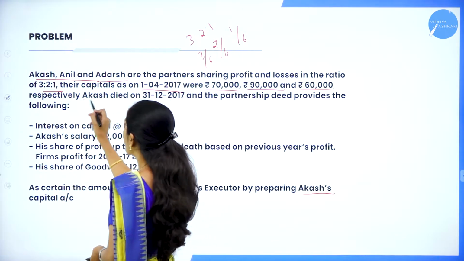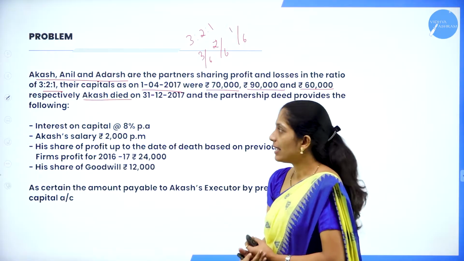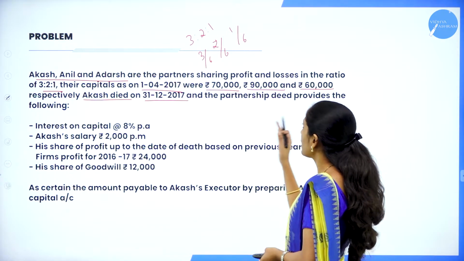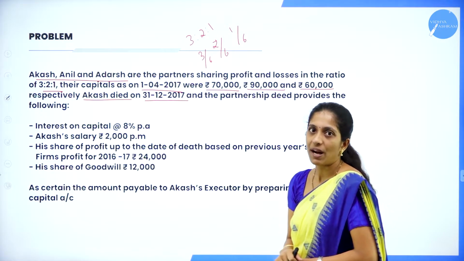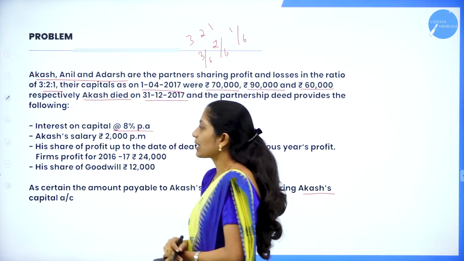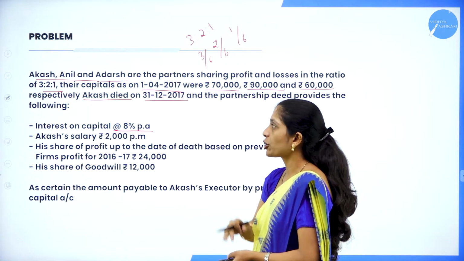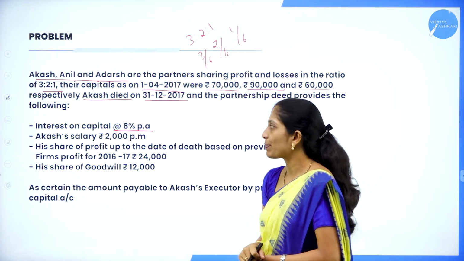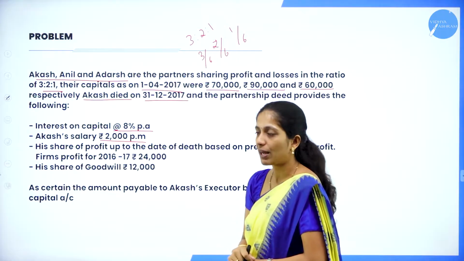Now Akash died. He is a partner of a partnership firm and he died on 31/12/2017, and the partnership deed provides the following. Let us see what the partnership deed tells. Interest on capital at 8% per annum. So if a partner dies, then the partnership deed says he has to be given interest on capital at 8% per annum. Then Akash's salary is 2,000 per month.